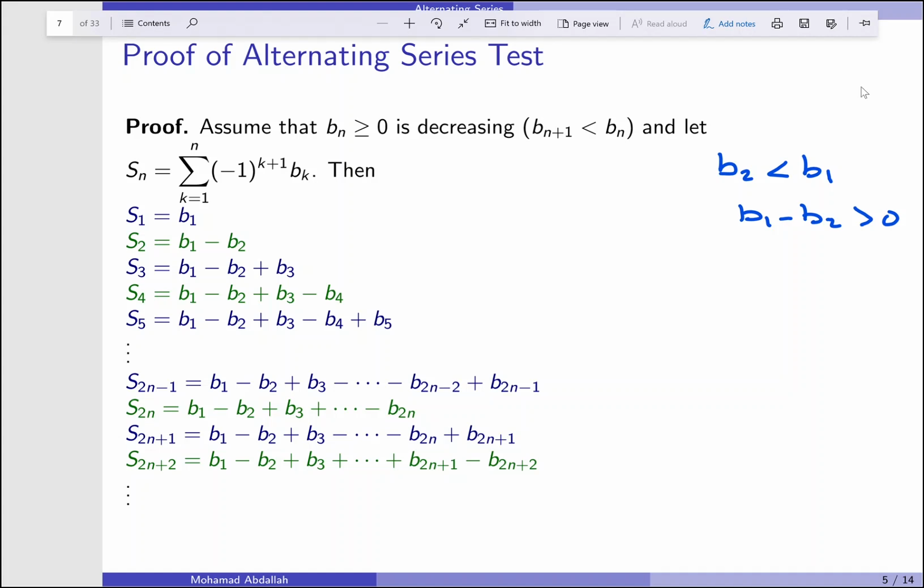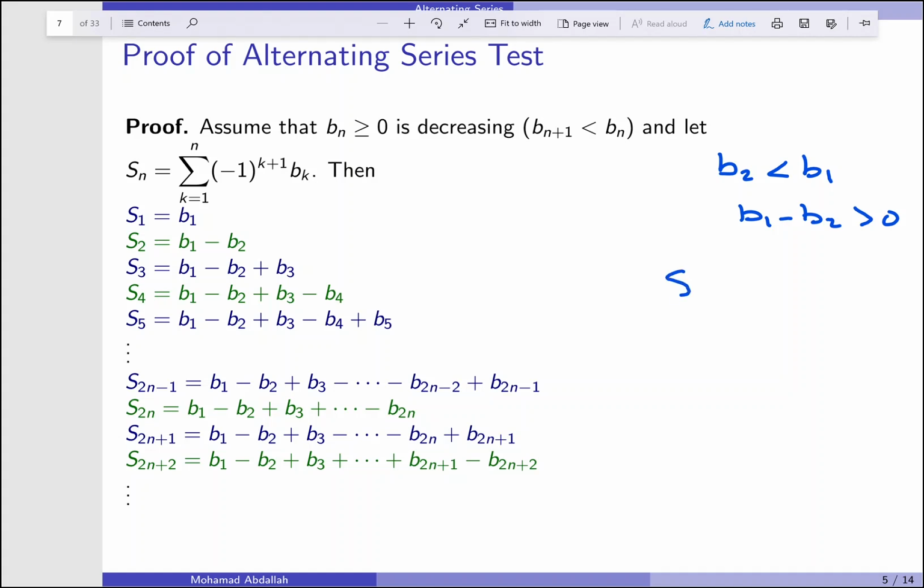S2 is b1 minus b2. So when you write this explicitly, you're going to get these forms. Now, remember we talked before that the partial sums form a sequence. So I do have a sequence here. But I want to consider two different sequences.